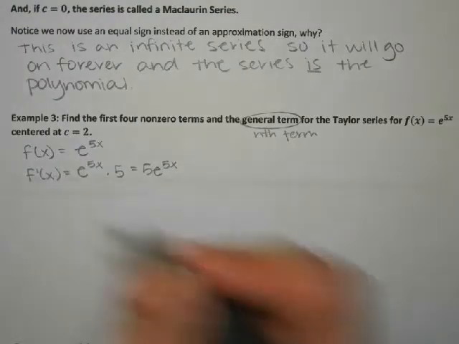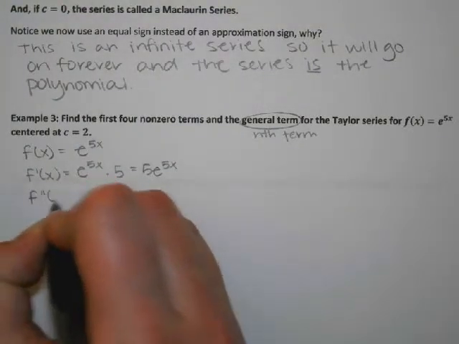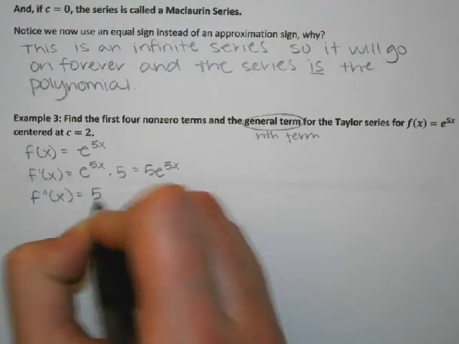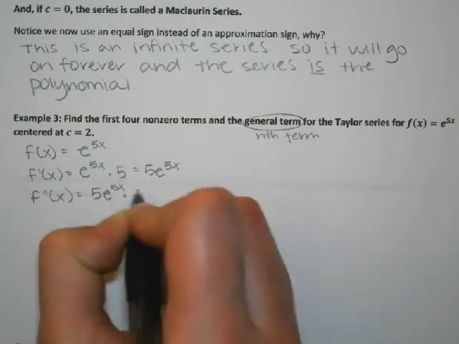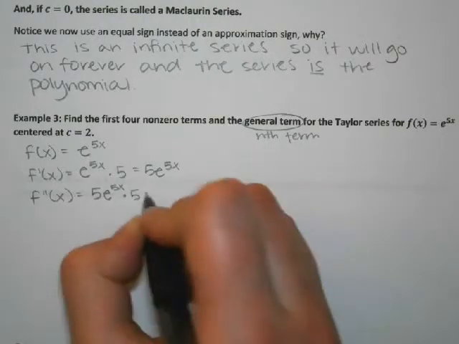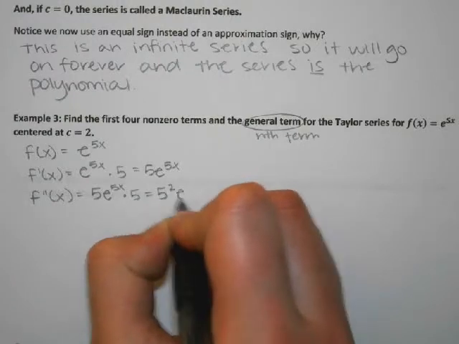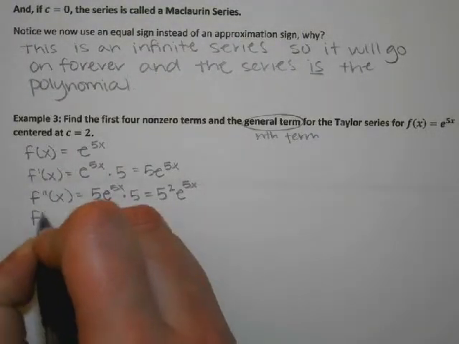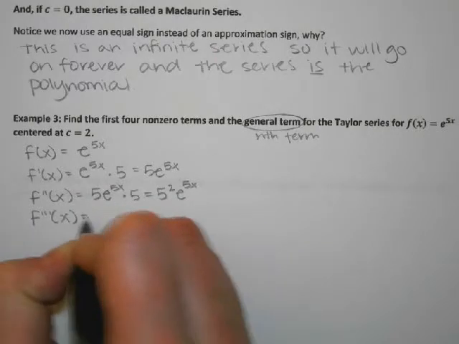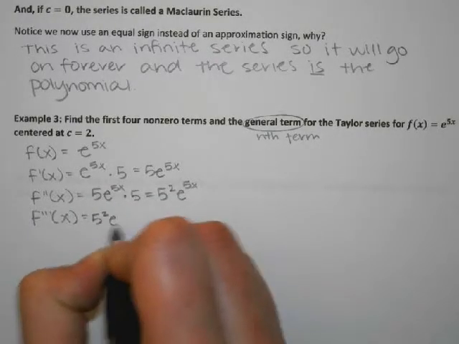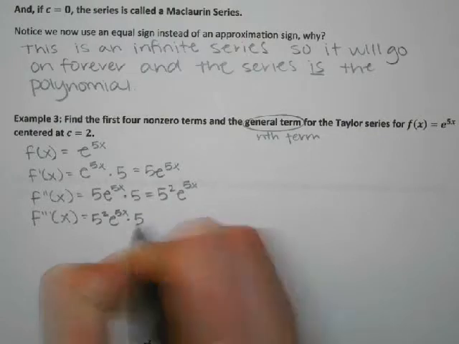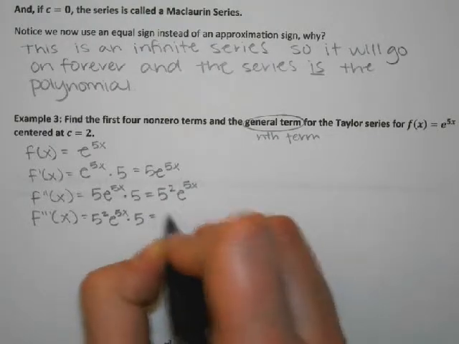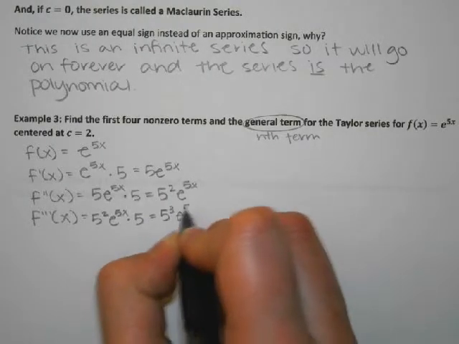Okay? And then our second derivative would be 5 e to the 5x times another 5. I'm going to go ahead and just call that 5 squared. Calling it 25 is exactly the same thing. It's totally fine if you want to do that. Okay? Our third derivative would be 5 squared e to the 5x times 5 again, which I could think of as 5 to the third e to the 5x.